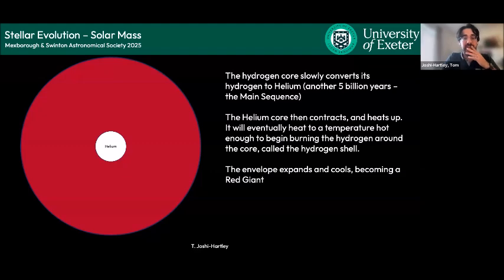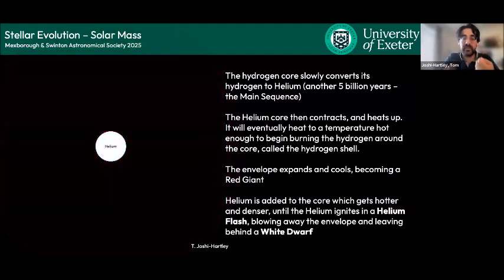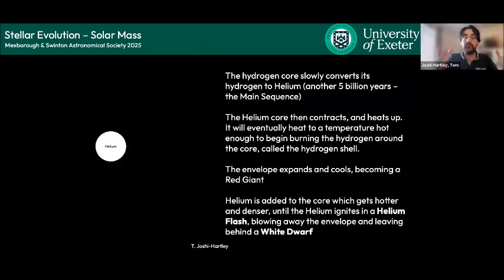So once we've got this red giant, at some point, it's going to keep on adding helium to the core through this burning in the shell. And at some point, that core will get hot enough and dense enough that all the helium ignites at once in a big explosion called a helium flash, which blows away that envelope, leaving behind a white dwarf. That core of the star is now left behind as a white dwarf.